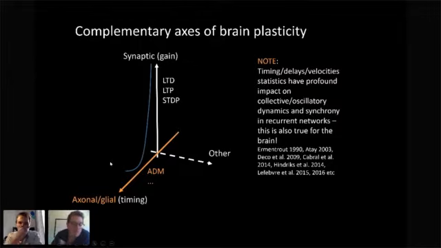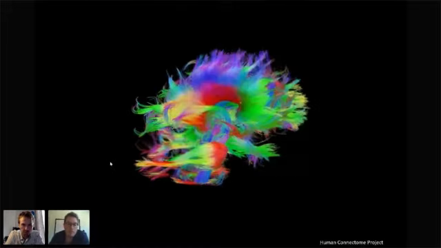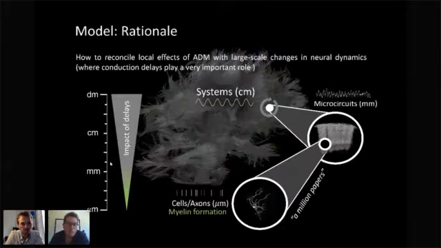And we know from the study of complex networks that the timing, so we're talking about statistics of delays, conduction velocities, and so on, are super important for the emergence of collective behavior and oscillatory dynamics that we see everywhere in the brain. So it is with this idea in mind that we've been interested in developing a white matter plasticity model that would connect different spatial scales.